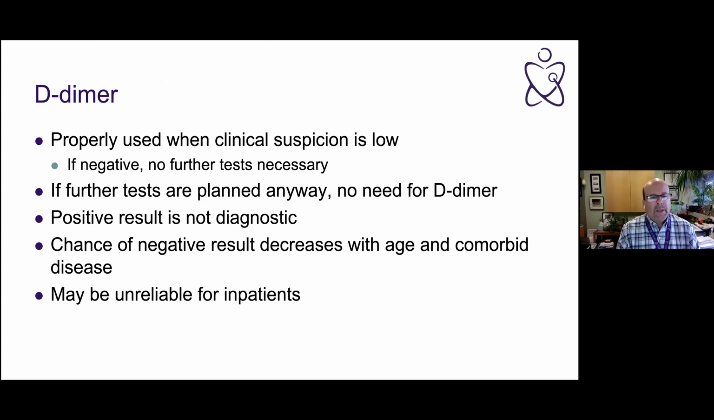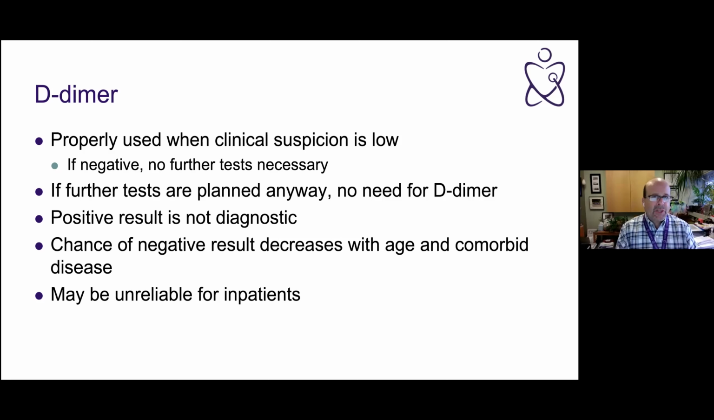D-dimer is best used when your clinical suspicion is low. If you have a low pretest probability and a negative D-dimer, you can stop. There have been a lot of studies that show that that's when it's best used. If you're going to get a study regardless, then certainly no need for a D-dimer. And a positive D-dimer is not specific. It's not diagnostic. So many other things can cause an elevated D-dimer, but a low D-dimer with a low pretest probability is fantastic.